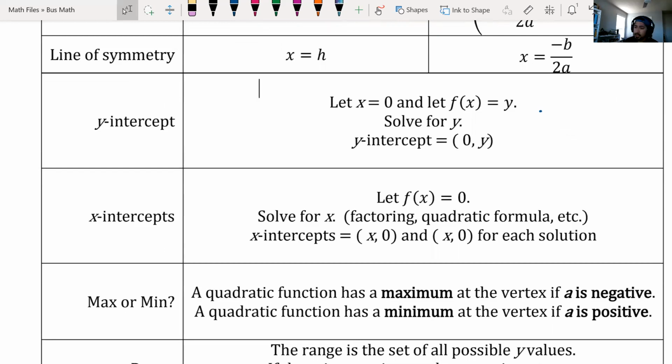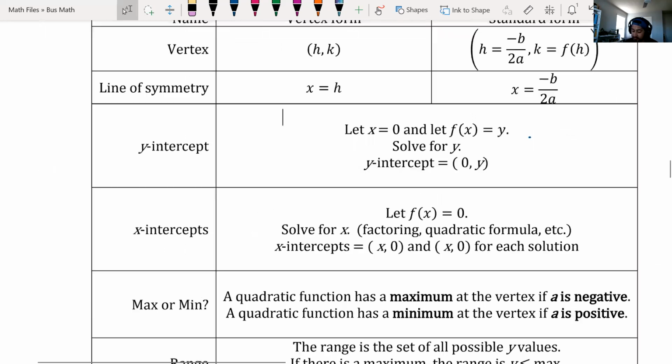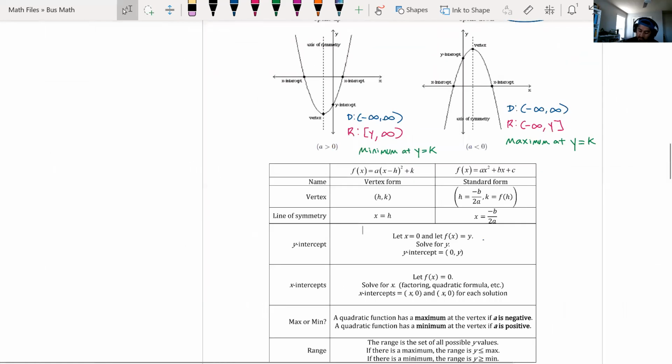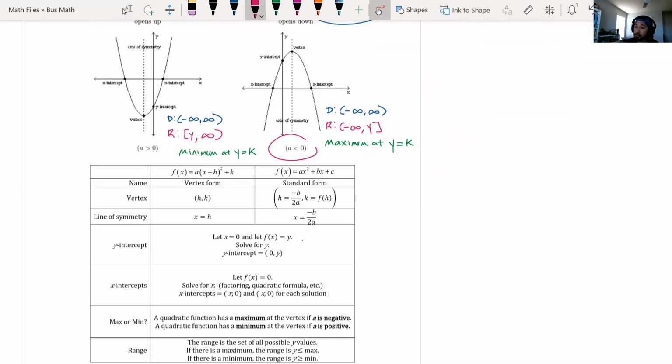And here's more information on maximums or minimums. A quadratic function has a maximum at the vertex if the leading coefficient is negative. So that would be represented by the second graph above. If the leading coefficient is negative, then the vertex will become the maximum. And then a quadratic function has a minimum if the leading coefficient is positive, as you see there. If it's positive, then the vertex is considered the minimum point.